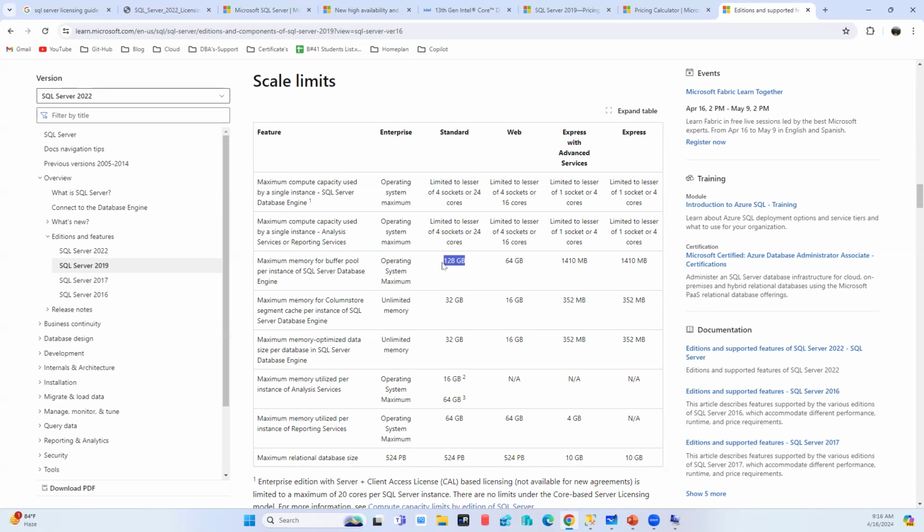Yes, sir. Okay, so for limitations in Express Edition, you can use a maximum of 4 cores and 1.4 GB of RAM. That is the maximum memory buffer pool per instance that the SQL Server database engine will use. The people who don't know about the buffer pool, no need to worry, sir. We'll discuss all these concepts at an advanced level. In Standard Edition, 128 GB of buffer pool you can set.